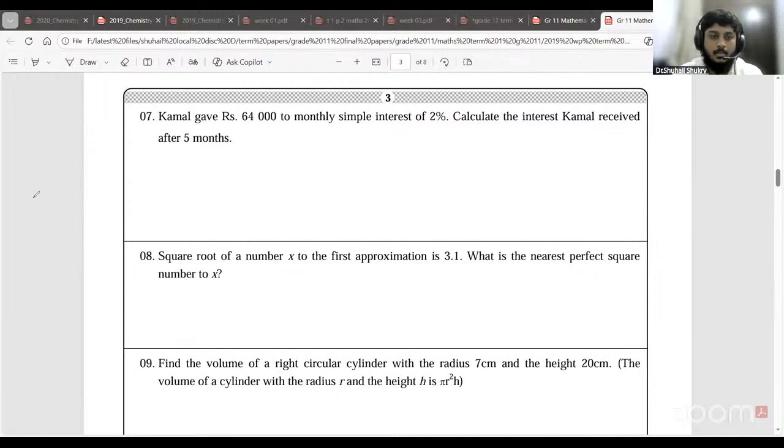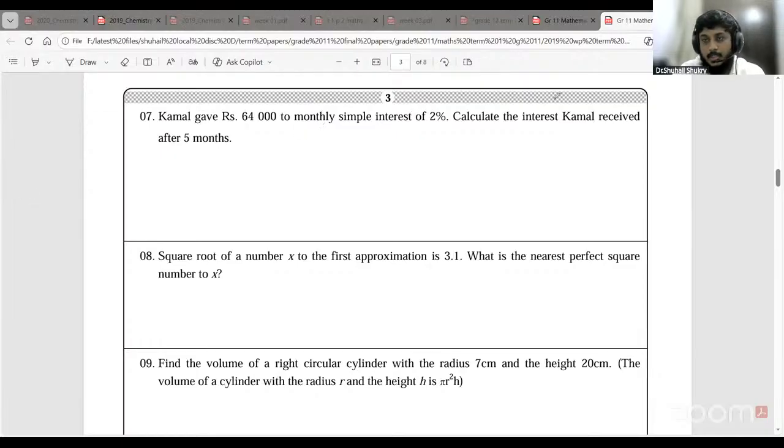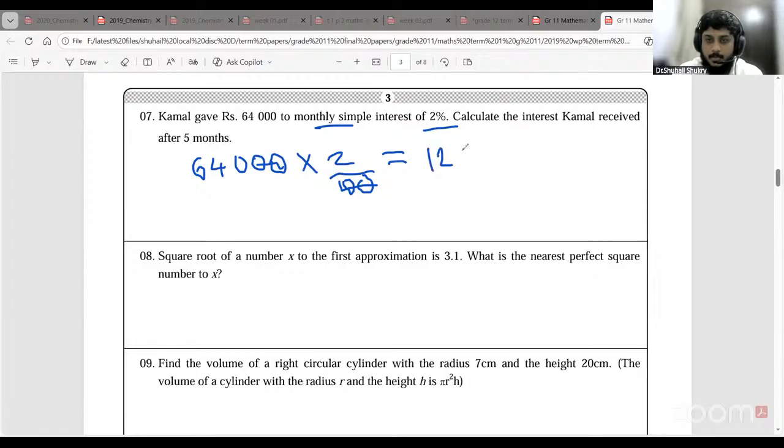Kamal gave 64,000 for a monthly simple interest rate of 2%. Calculate the interest Kamal received after 5 months. So the monthly interest is 2%, on this 64,000. Then you can write 2 over 100, so this is for 1 month. You can cancel these 2 zeros. So 640 times 2 gives you 1,280. This is per month.